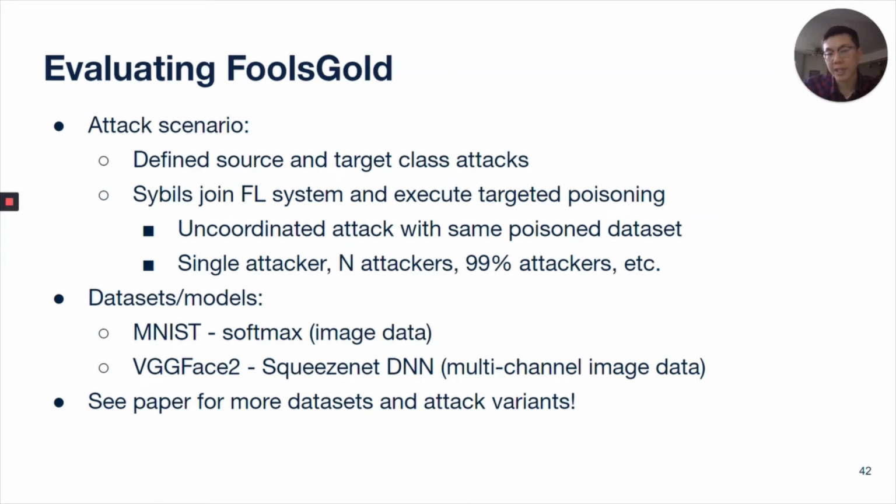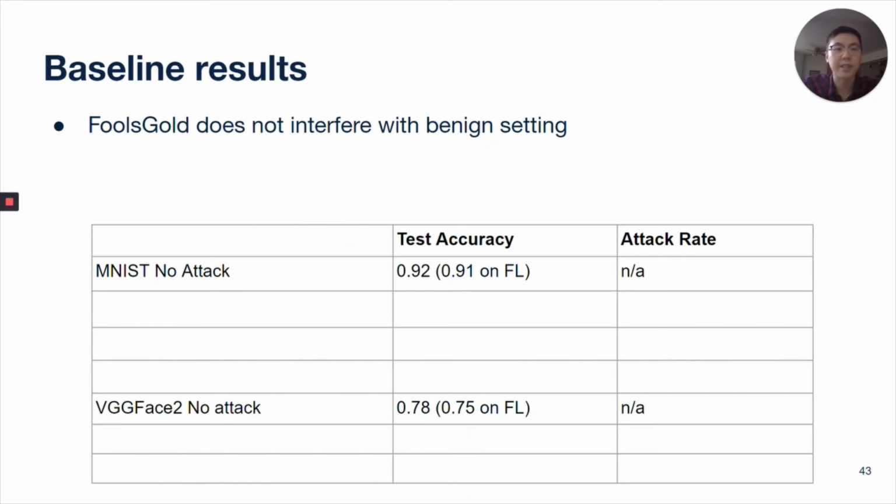We consider a single attacker, many attackers, an overwhelming number of attackers, and other strategies in our paper. In this talk, we will only show 2 datasets, MNIST, the digit recognition task, and VGG Phase 2, the face recognition task that uses deep learning, but our paper has more datasets and attack variants, so I urge you to take a look and see for yourself. We first validate that FoolsGold does not interfere with the benign setting. So we execute a situation where there is no attack occurring in federated learning and compare federated learning to a system with FoolsGold and show that the results are similar.